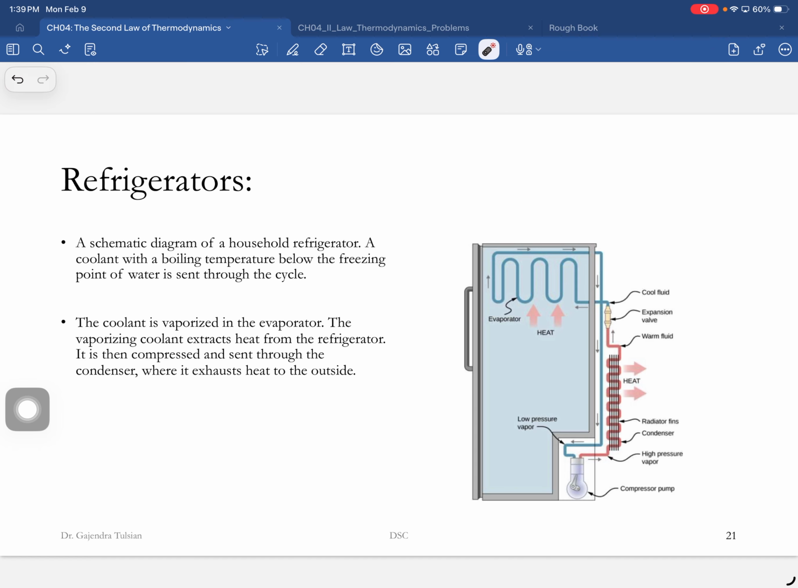So let's see, what does this number mean? You remove 5 joules of heat from your refrigerator for every joule of work you've done.